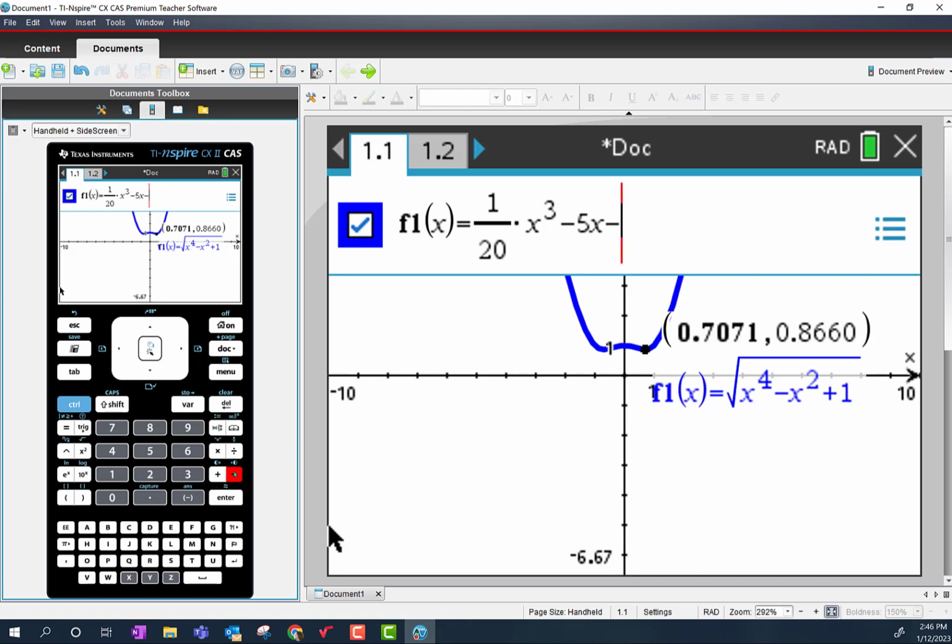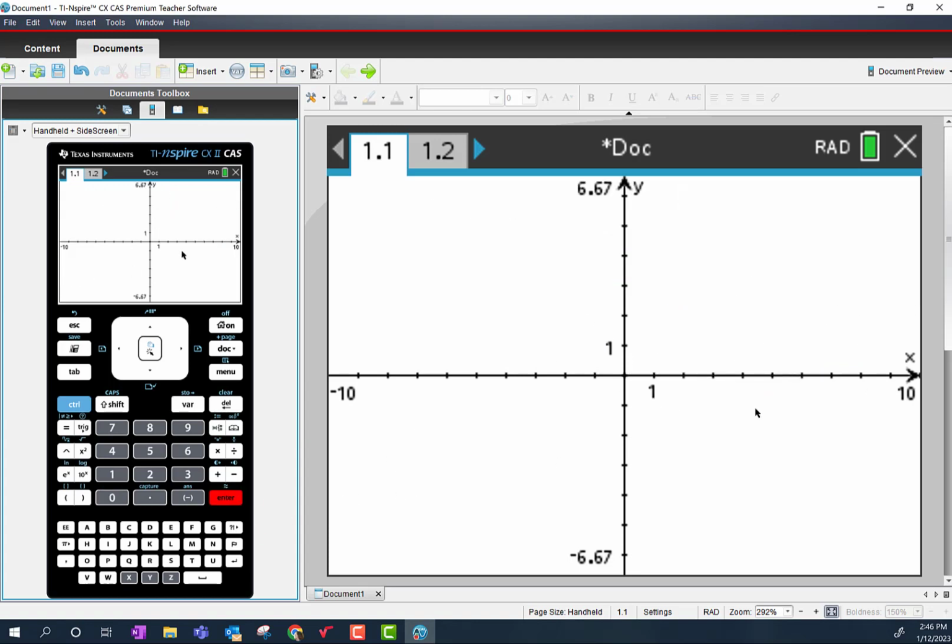And then minus 5,000. Now 5,000 is a big number. We're probably not going to be able to see anything when we hit enter. This graph is probably not going to be anywhere on this 10 by 10 or whatever, 6 by 10 rectangle. So 1/20th x cubed minus 5x minus 5,000. Okay, so we're good. See, I don't even see it.